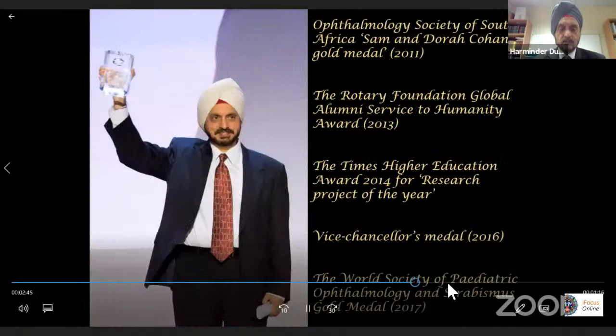Amongst his over 100 awards and accolades are the Ophthalmology Society of South Africa Sam and Dora Cohen Gold Medal, the Rotary Foundation Global Alumni Service to Humanity Award, the Times Higher Education Award for Research Project of the Year, the Vice Chancellor's Medal, and very recently, the World Society of Pediatric Ophthalmology and Strabismus Gold Medal.